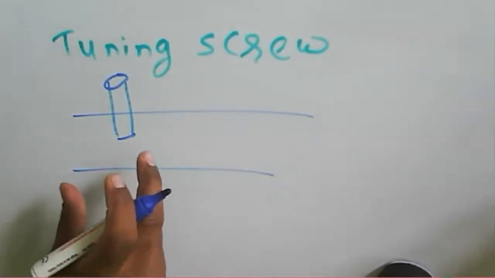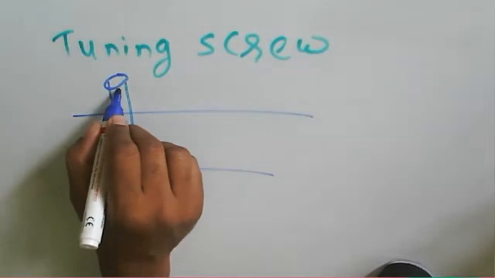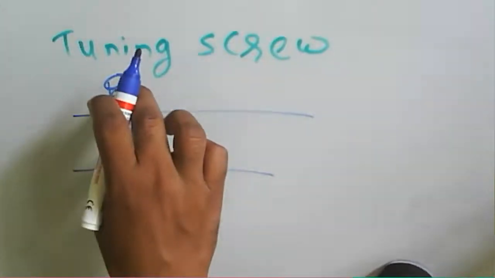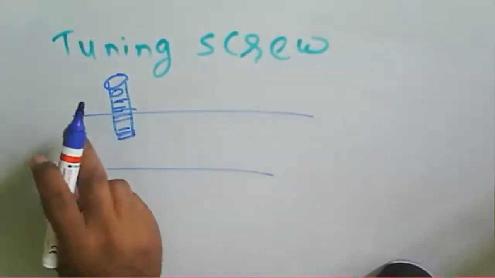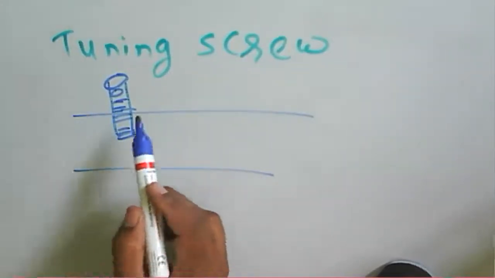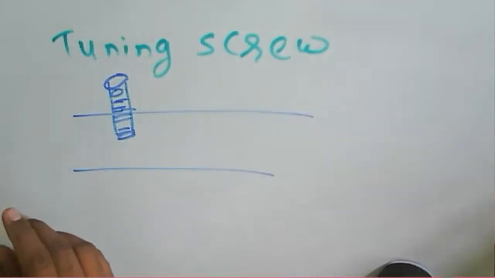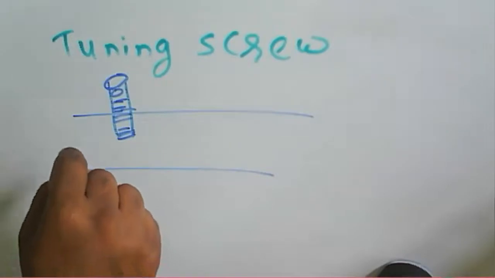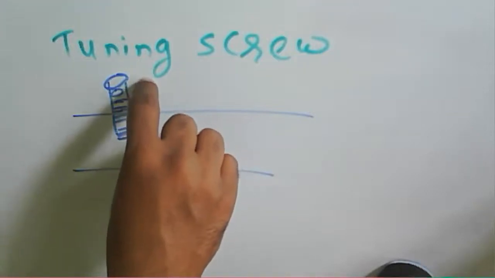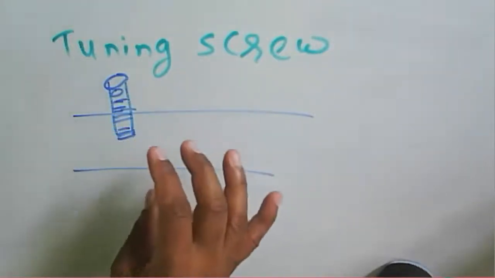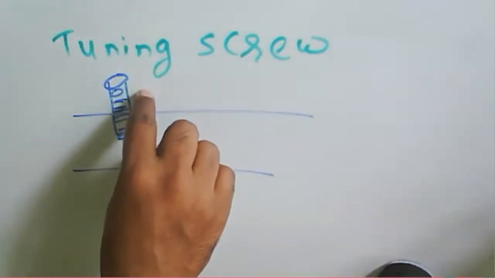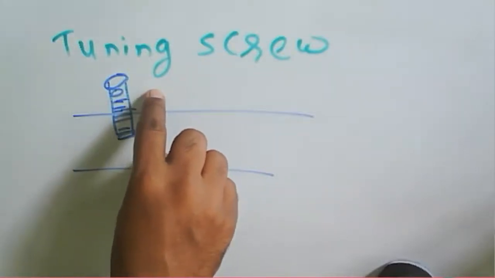When we insert a particular tuning screw inside the guide, it will create loading in the waveguide. Now, where is this tuning screw used, and what happens to the given section of the waveguide? When we insert this post inside the waveguide, it will behave like a short circuit, and it will create a capacitive effect or an inductive effect.